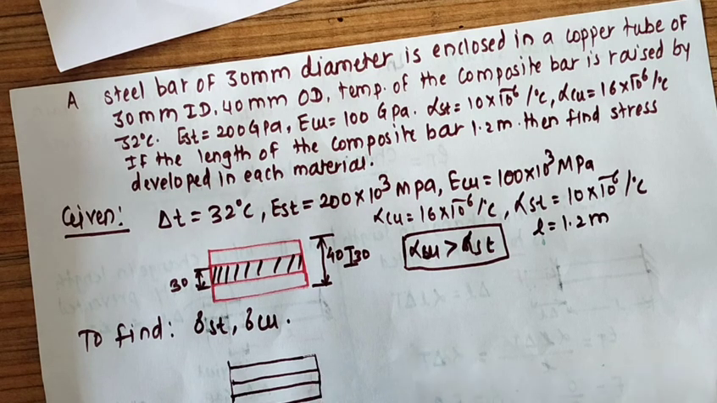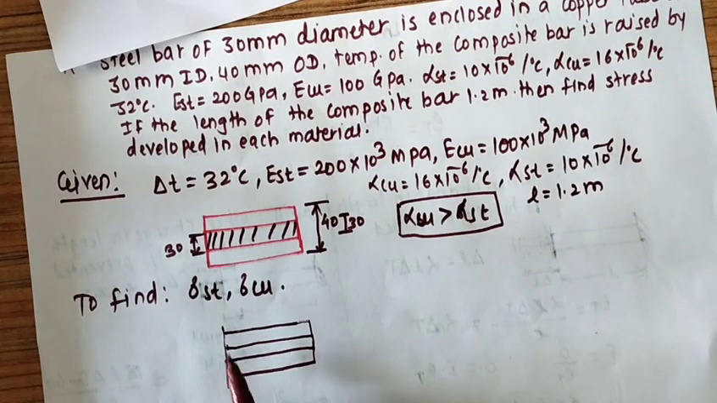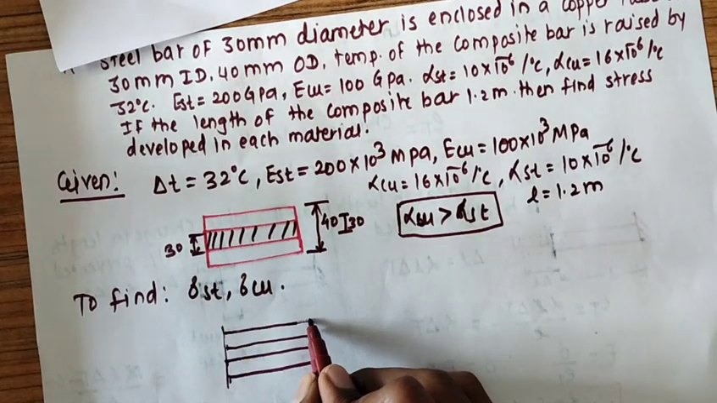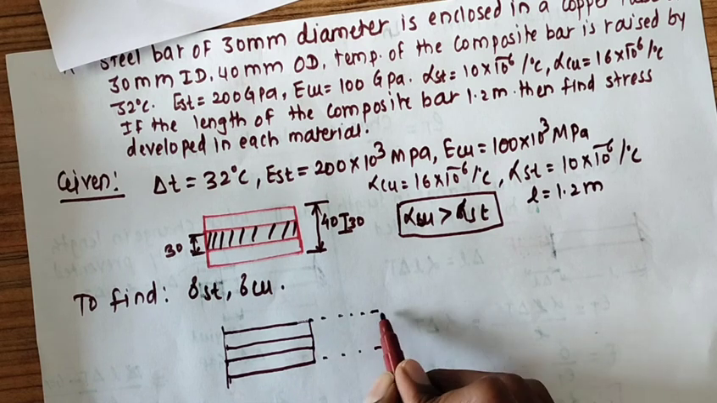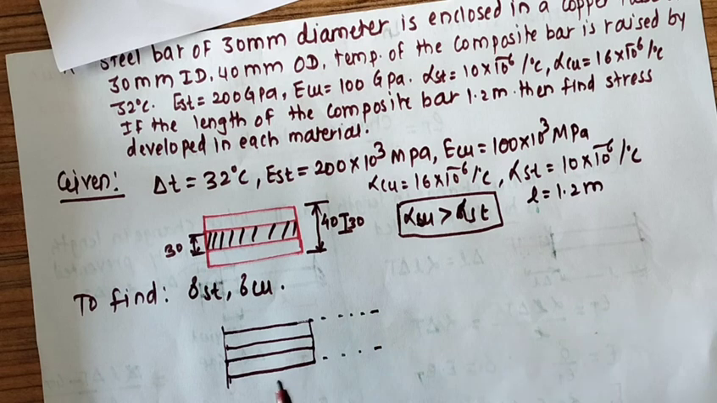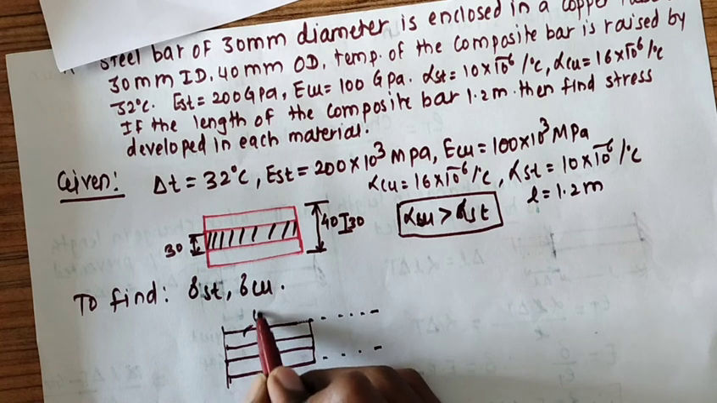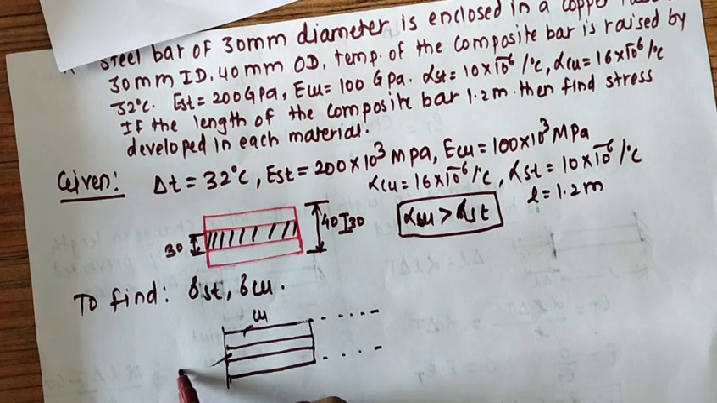So what happens when we heat them by a temperature of 32 degrees Celsius? What happens? It is expected that this assembly will expand up to here, if it is only steel or copper. So this one is copper and this one is steel.